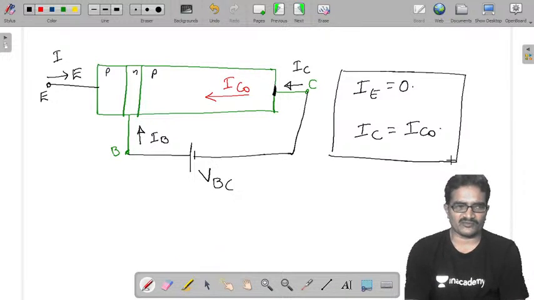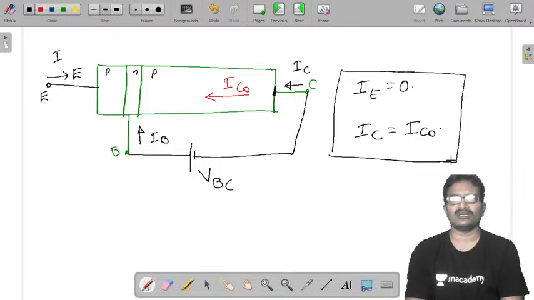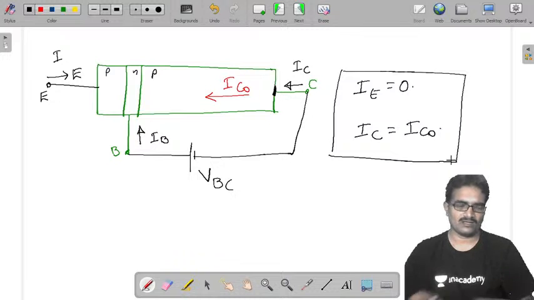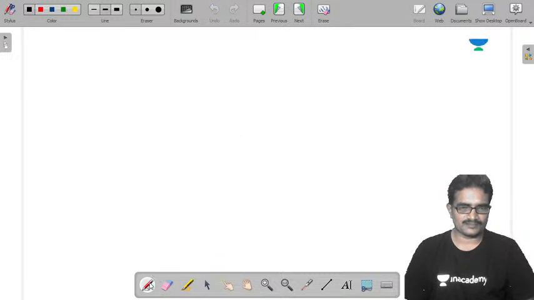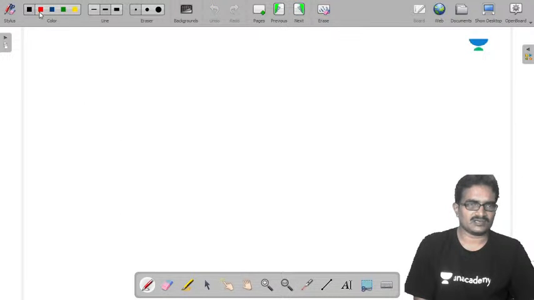These are the results of step 1. From step 1, what we gain is the emitter current is 0 and the collector current Ic equals Ic naught. Is it okay, sir? Now we are moving to step 2. That is the result of step 1. Now I am moving to step 2.